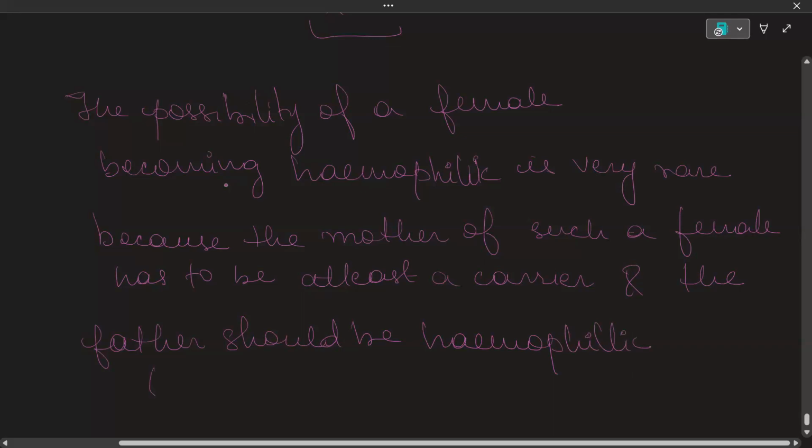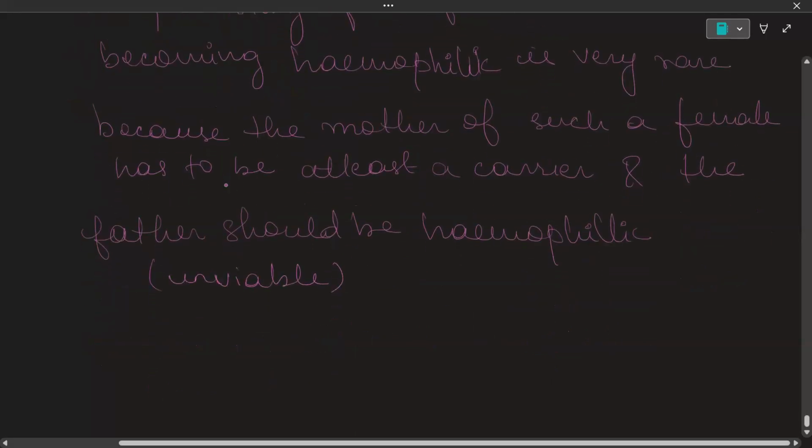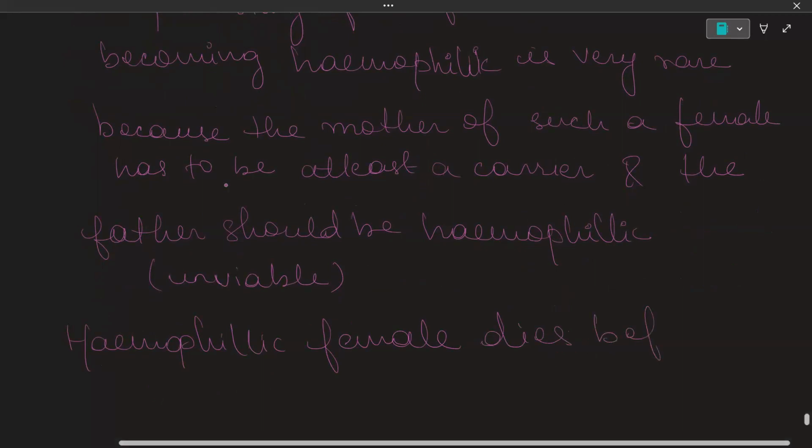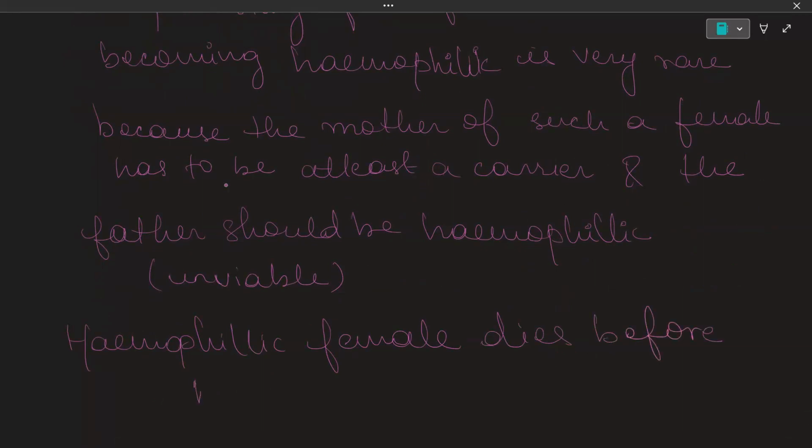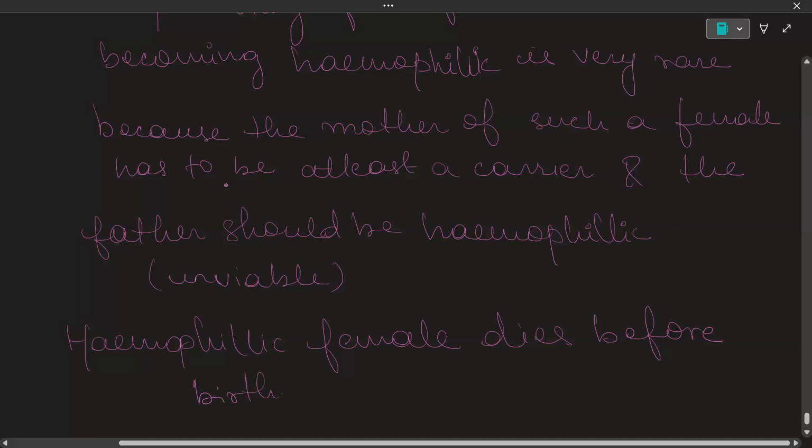Okay, and the hemophilic males would be unviable in later stages of life. Another thing is that hemophilic females die before birth. So they can ask you why a female becoming hemophilic is very rare. So you know why now.